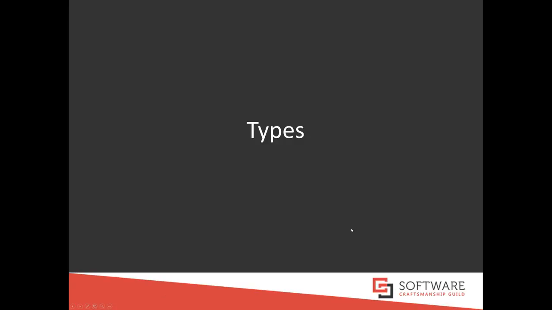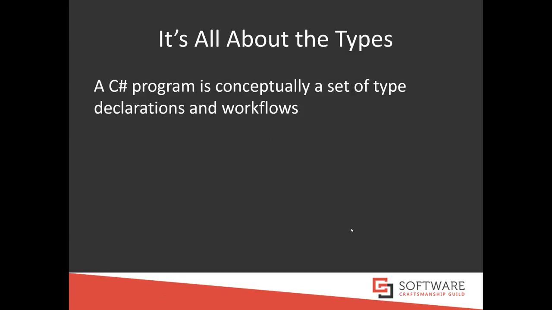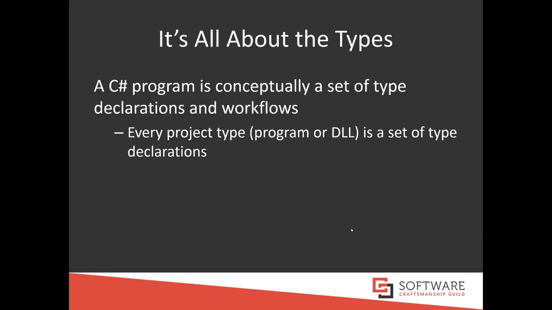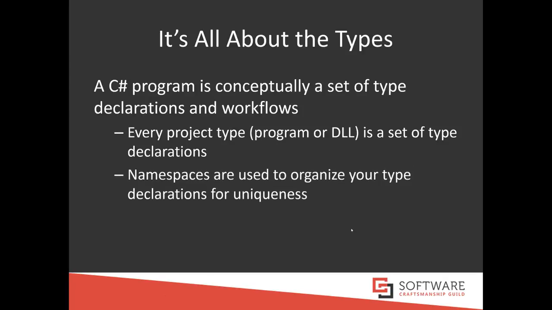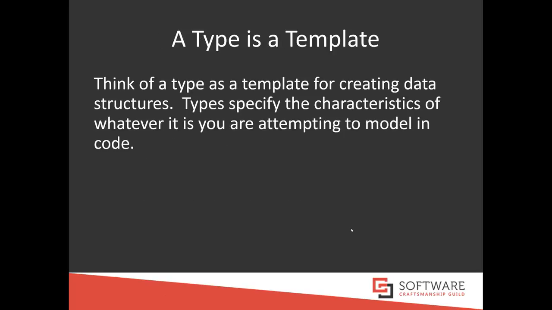So let's take a few moments to talk about types. C# is all about the types. A C# program, at its basic level, is just a set of type declarations and workflows to move between them. Every project type, whether it's a program or a DLL class library, is a set of type declarations. Namespaces are used to organize your type declarations for uniqueness.